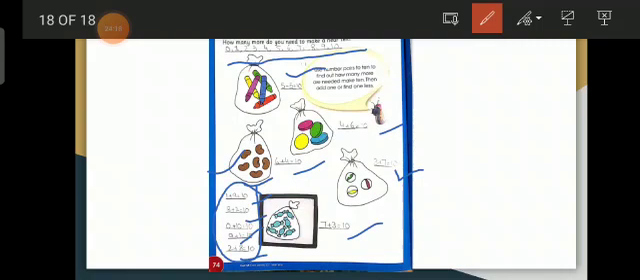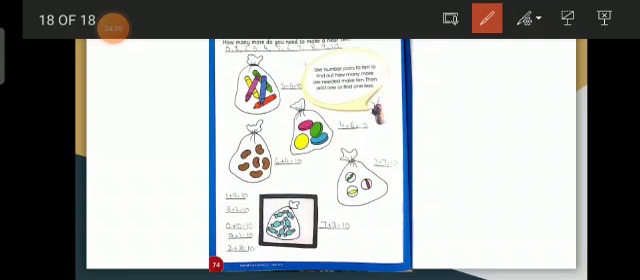Okay, this is a very easy page, and do your work with very neat writing. Okay, neatly done your page. Is this clear? Okay, that is it for today.